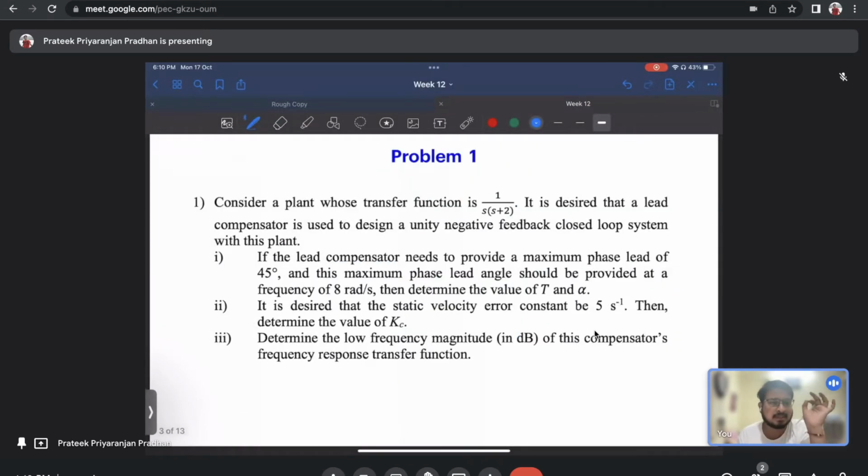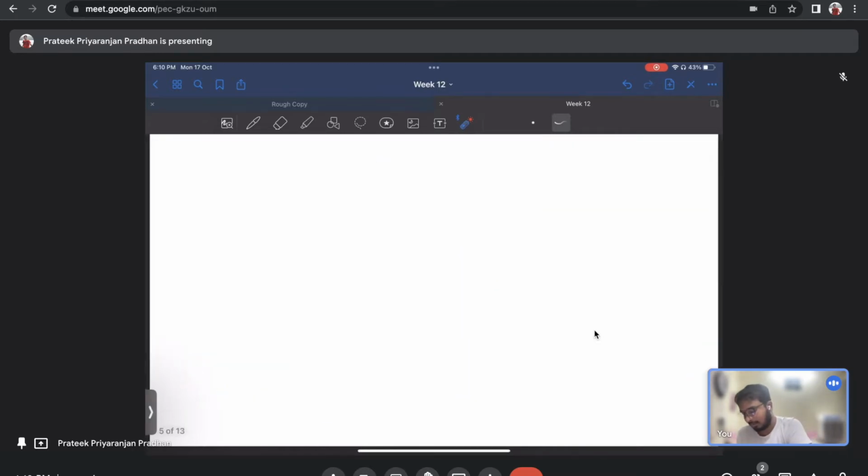In any compensator design question you will be asked in your exams, be it the NPTEL exam, your classroom exams, or GATE, you need to find these three. Now, the question is about maximum phase lead. The compensator needs to provide a maximum phase lead of 45 degrees.